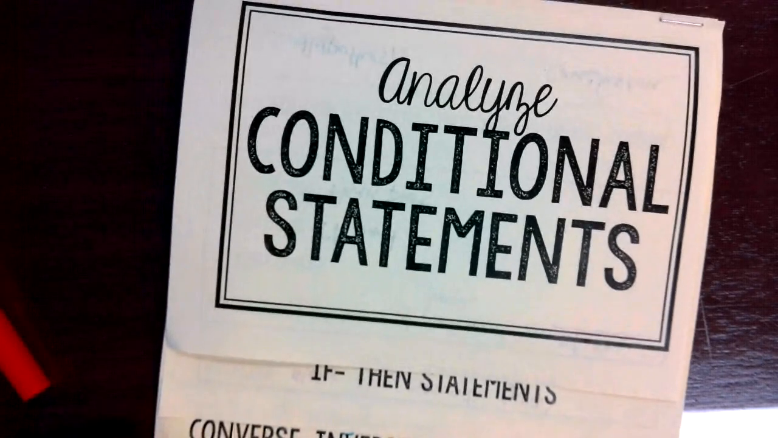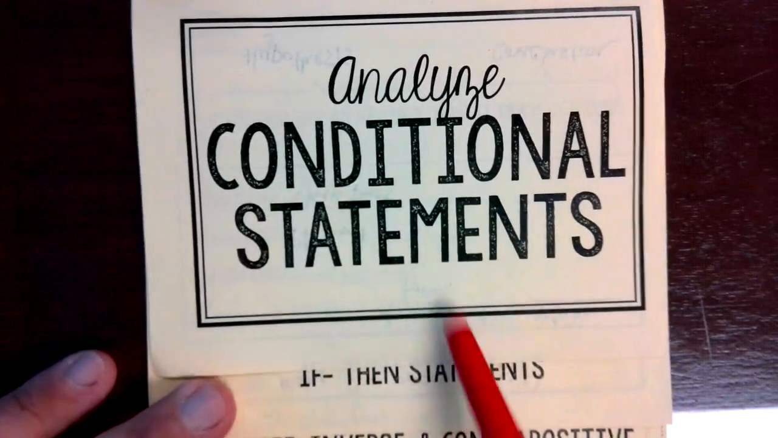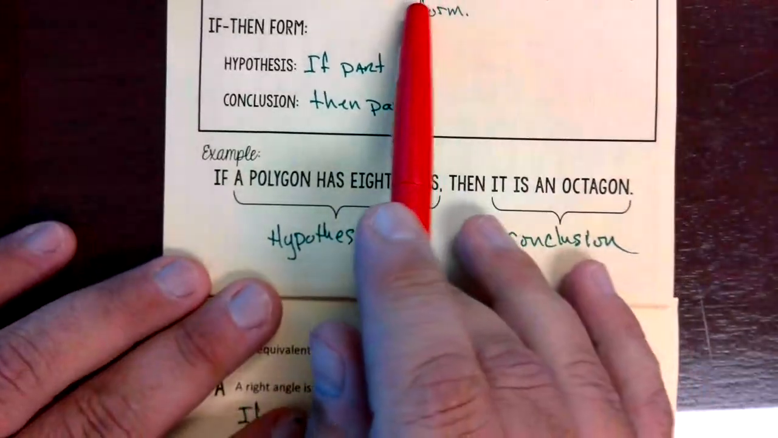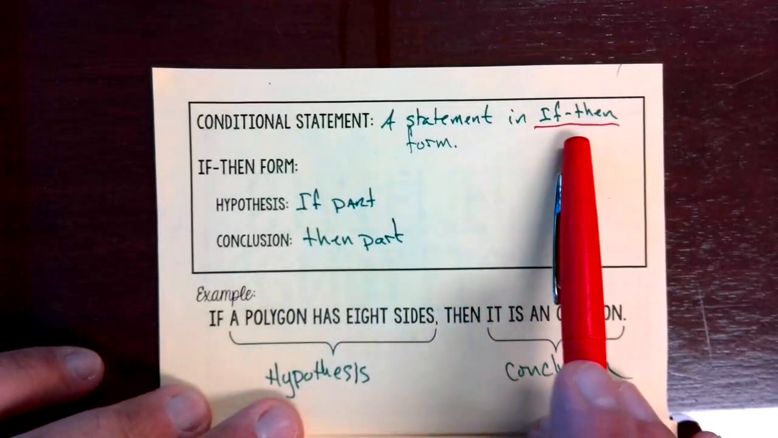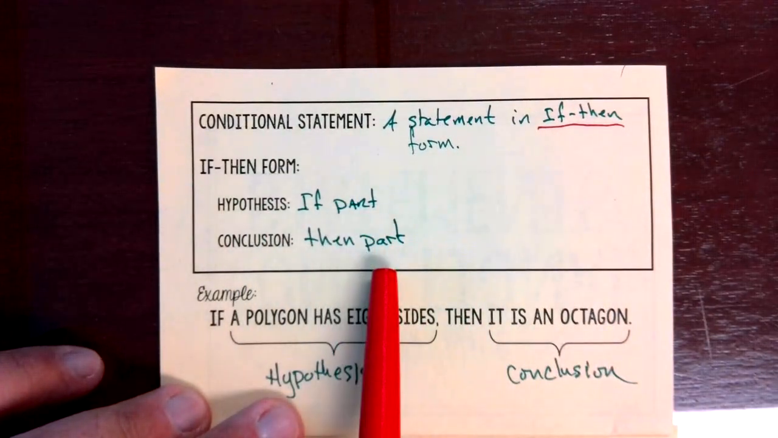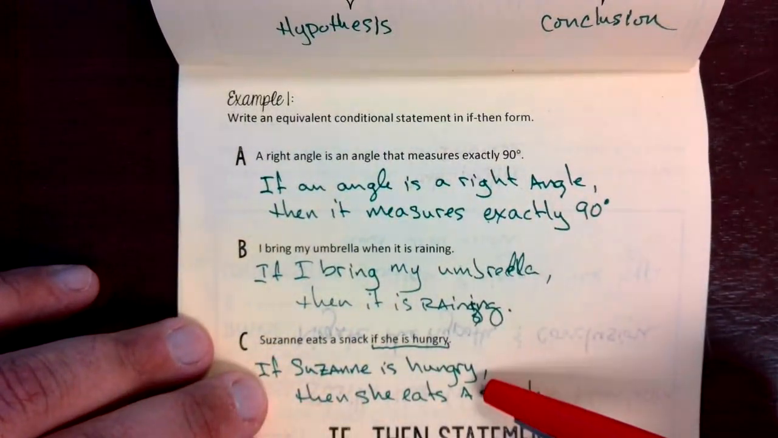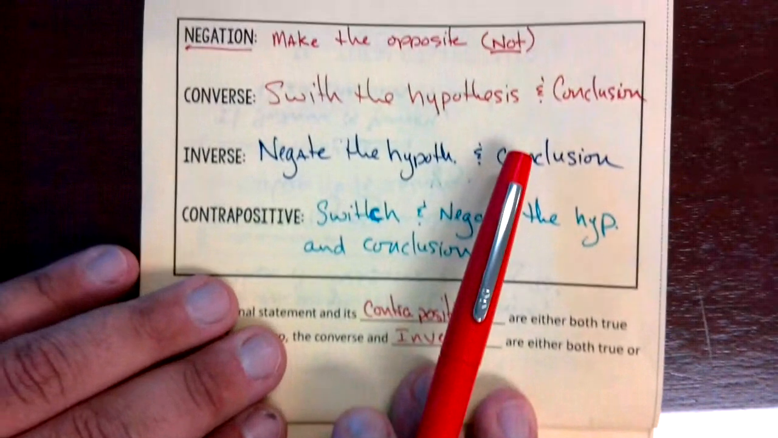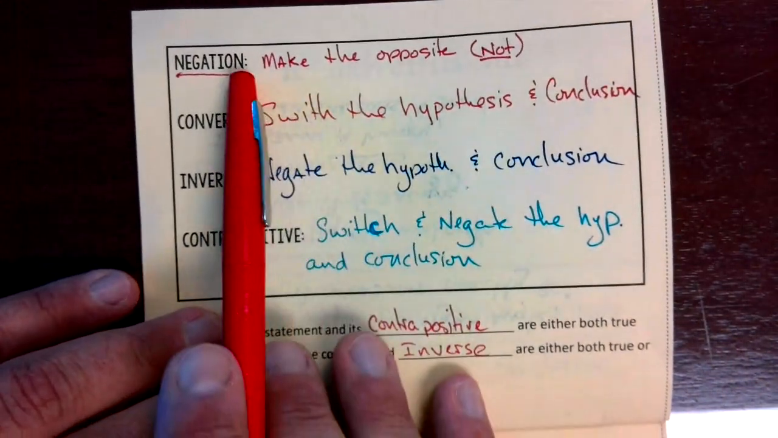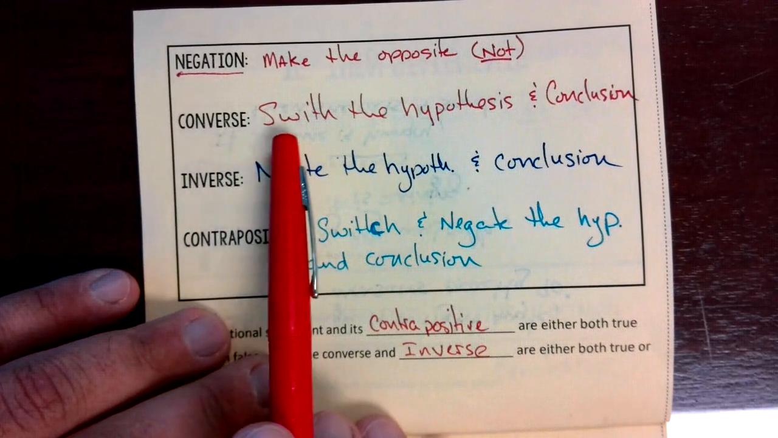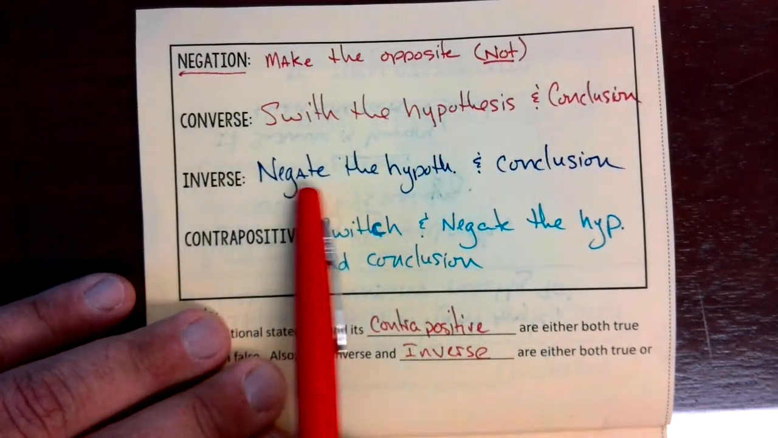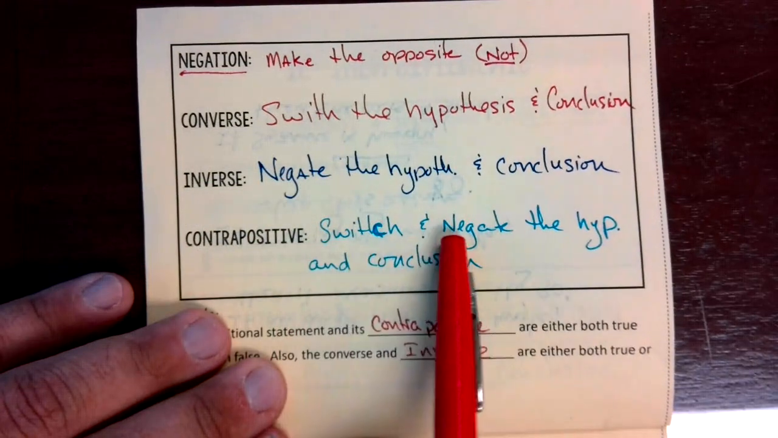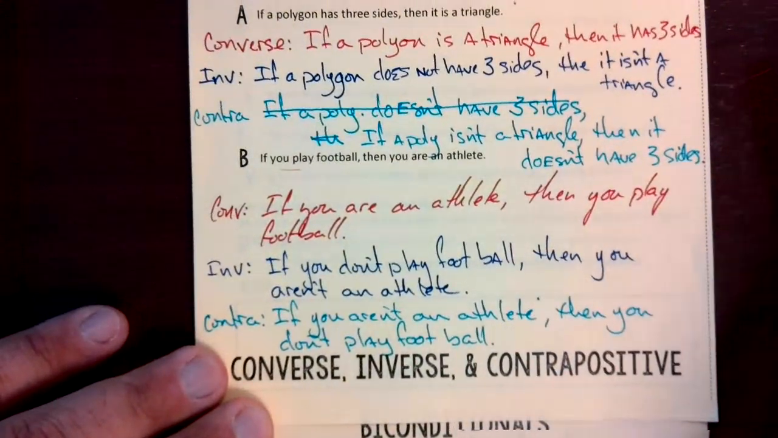All right, so if you remember, we've talked about a few different things. We've talked about conditional statements, and hopefully we remember those are sentences that are in if-then form. If is the hypothesis, then is the conclusion, and then we practiced a bunch of just putting them into those if-then forms. Then yesterday we talked about all of these different types of things we can do with them, where we can negate things. We do the converse where we switch, inverse where we negate, and the contrapositive where we do both. And we talked about several examples with all of those.